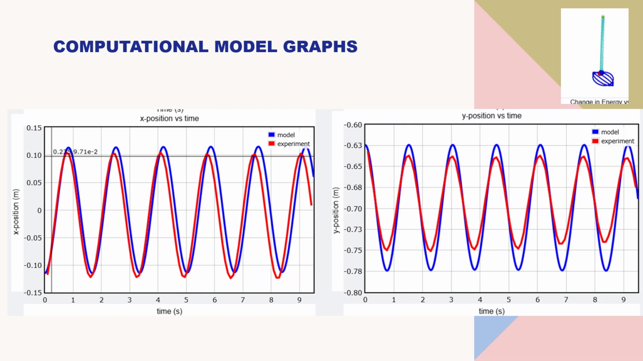In the Y position graph on the right, we see the vertical oscillation between 0.78 and 0.63 meters. Again, the model tracks the experimental data well, though a slight phase difference develops over time. Our model, however, does not perfectly reflect the experimental motion due to other factors like air resistance, which we didn't account for, and potential numerical errors from our time step.